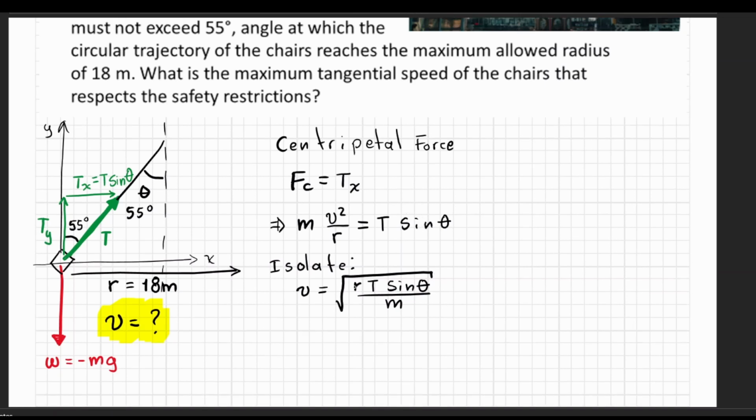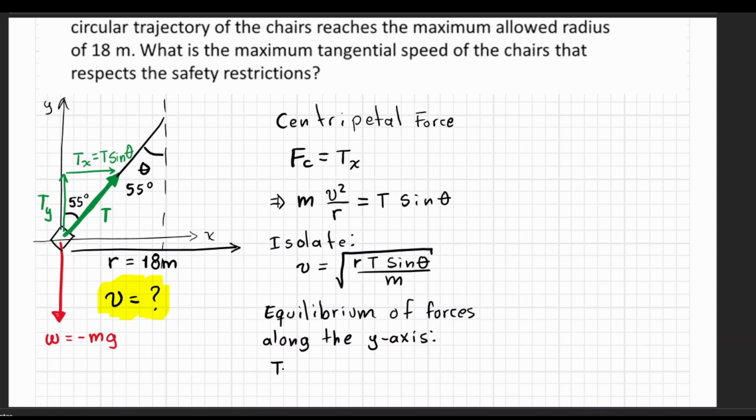So we have an expression for the velocity now. So to find the velocity, we will need the radius of the trajectory, which is known, the tension, which is not given, and the mass of the chair and the passenger, which is unknown as well. So let's try to find the tension force. We will analyze the equilibrium of forces along the y-axis. So along the y direction, we have the tension along the y-axis, and we have as well the weight. Since the chair is in equilibrium, is not moving upwards or downwards, the sum of the forces must be zero.